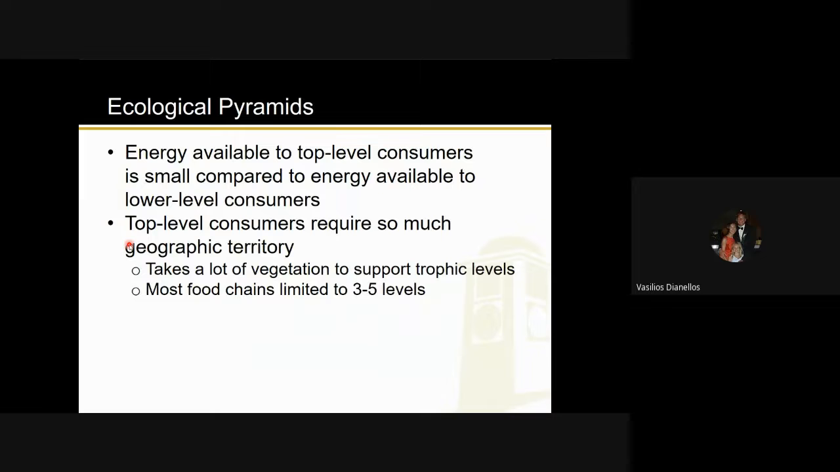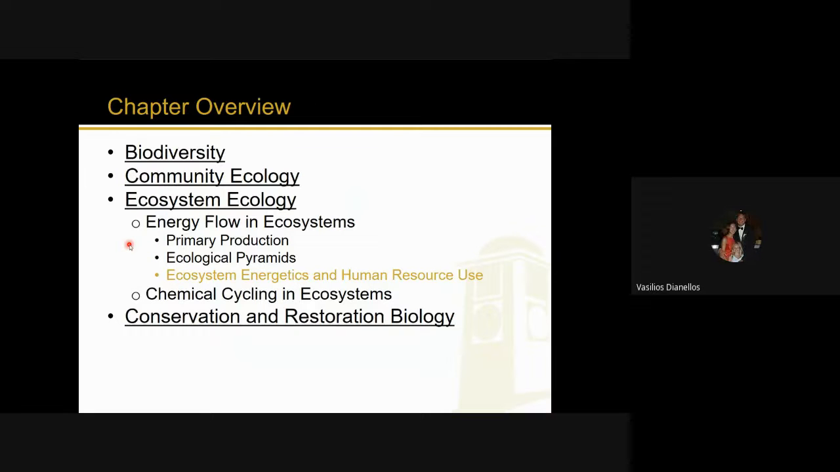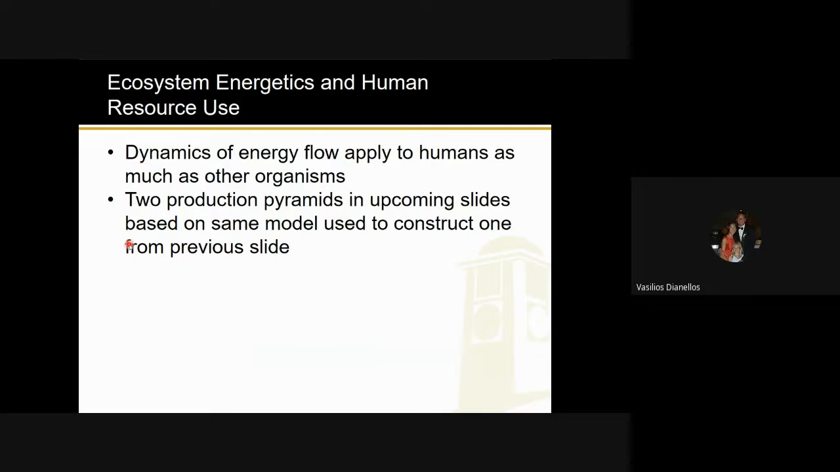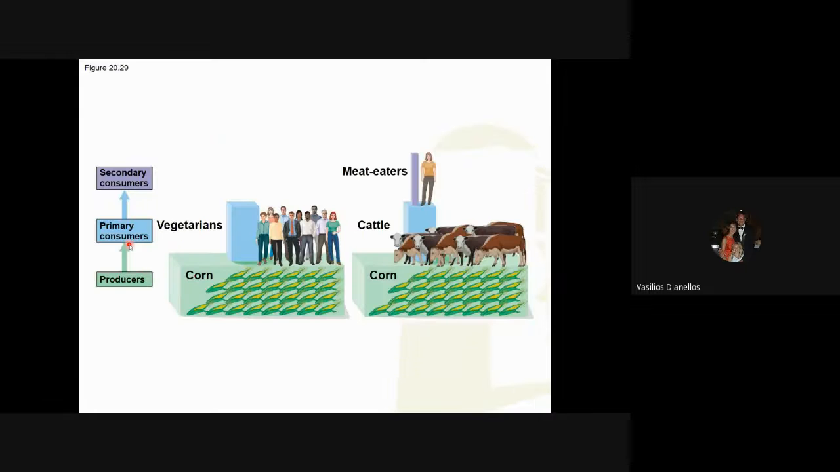Any questions? No, sir. All right. So that being said, let's talk about the same thing, but in the context of humans. The dynamics of energy flow apply to humans just as to any other organisms. The two production pyramids that I'm going to show you in the upcoming slides are based on the same model I just showed you, except now we're going to look at it from the context of humans instead of just nature in general.